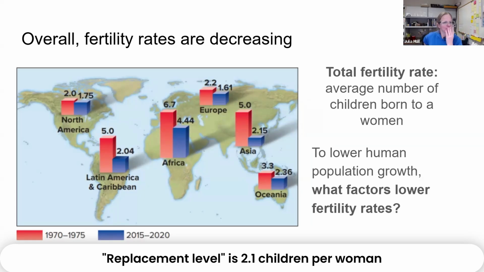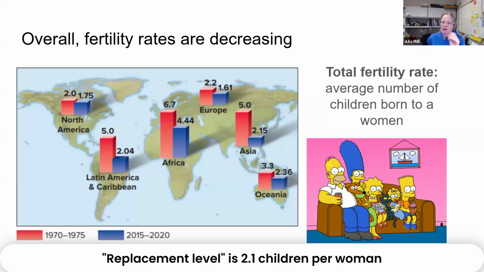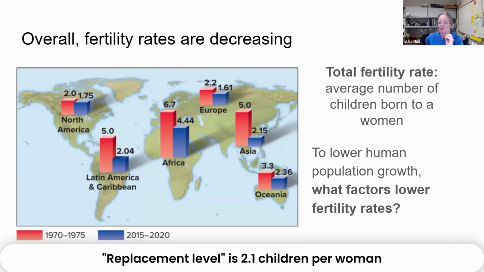But hold on a second. How can a woman have 0.1 kids? I mean, unless you're Marge Simpson, of course. But what we need to remember is that the total fertility rate is an average. So if 9 out of 10 women have 2 kids and 1 out of 10 women have 3 kids, then of those 10 women, their average number of kids is 2.1. And that means that our population is going to stay the same, not going to grow, not going to shrink.